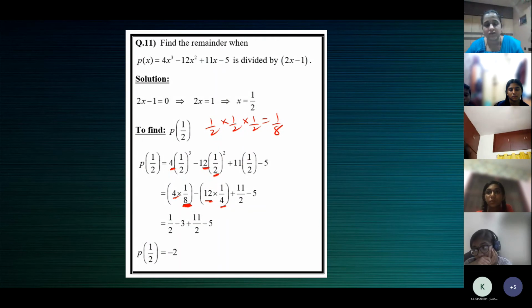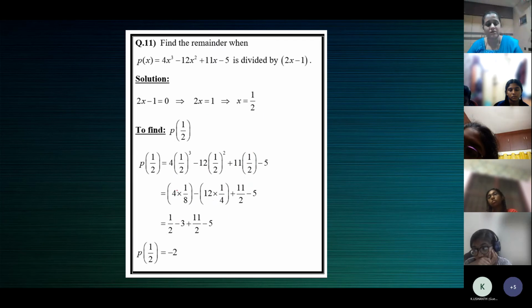Then this one, 11 into 1 is 11, 11 by 2. When you multiply these two, you will get 11/2 minus 5. Now you can simplify within the bracket. 4 ones are 4, 4 twos are 8, so 1/2. 4 ones are 4, 4 threes are 12, so minus 3 plus 11/2 minus 5.